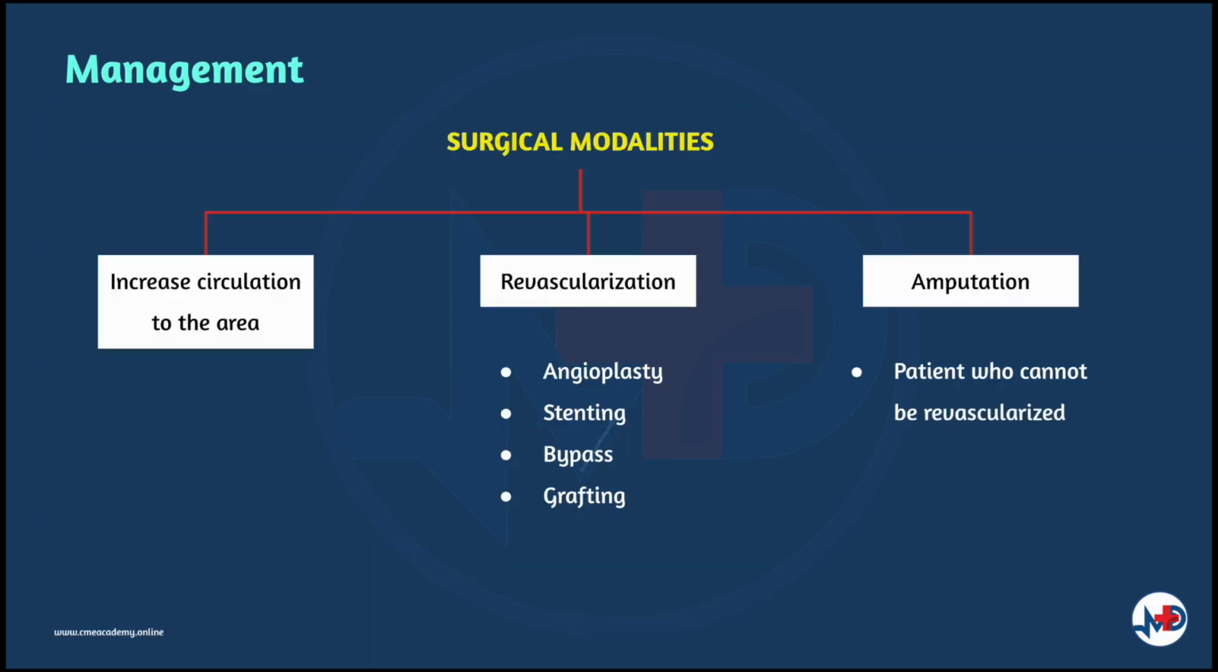Surgical therapy is to increase the circulation of the lower extremities. Revascularization such as angioplasty, stenting, bypass, and grafting can be considered to restore the blood flow. When revascularization cannot be done in the patient, amputation is the alternative option.